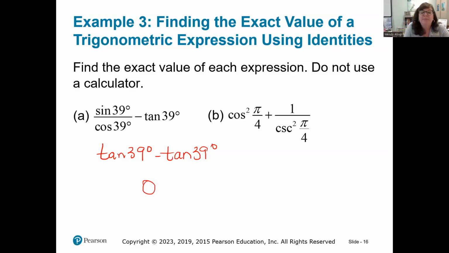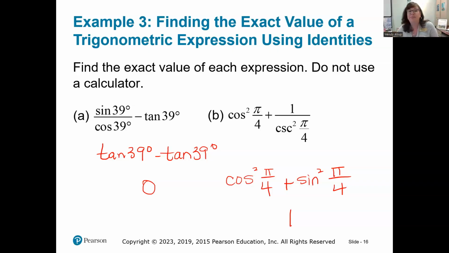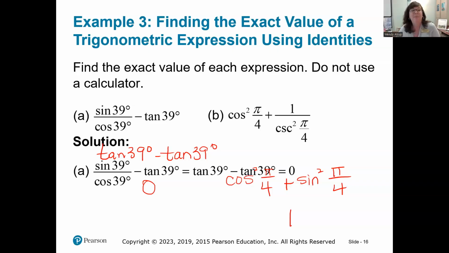All right, how about letter B? Now, we might need a little more help to think about this, although I will tell you 1 over something is the reciprocal of it. So what's the reciprocal of cosecant squared? That's sine squared. So we're basically saying the cosine squared of pi over 4 plus the reciprocal of the cosecant squared, which would be the sine squared of pi over 4. And we just had a fundamental identity that says cosine squared plus sine squared equals 1. So therefore, those were pretty doggone simple if you know your identities.